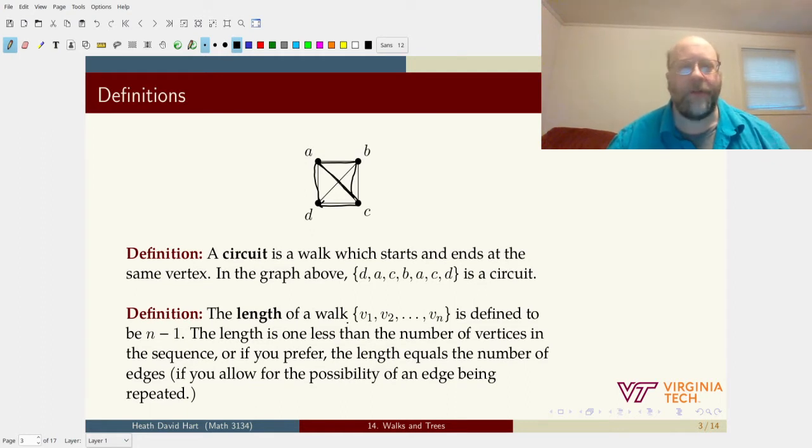The length of a walk is defined to be the number of steps that you take in the walk, which is one less than the number of vertices. So it's the number of edges. In this case, I have 1, 2, 3, 4, 5, 6, 7 vertices, but the length is only 6. I went from D to A, that's 1, then to C, that's 2, up to B is 3, back to A is 4, down to C is 5, and then over to D is 6. So there are 6 steps that we took in the walk. It's always one less than the number of vertices, or the same as the number of edges. It is an easy definition, though. It's how long you've been walking.